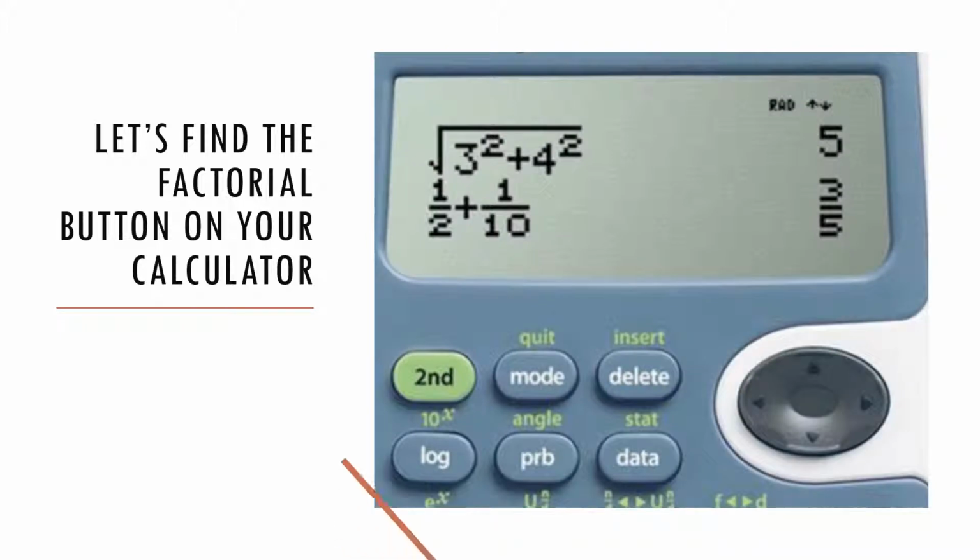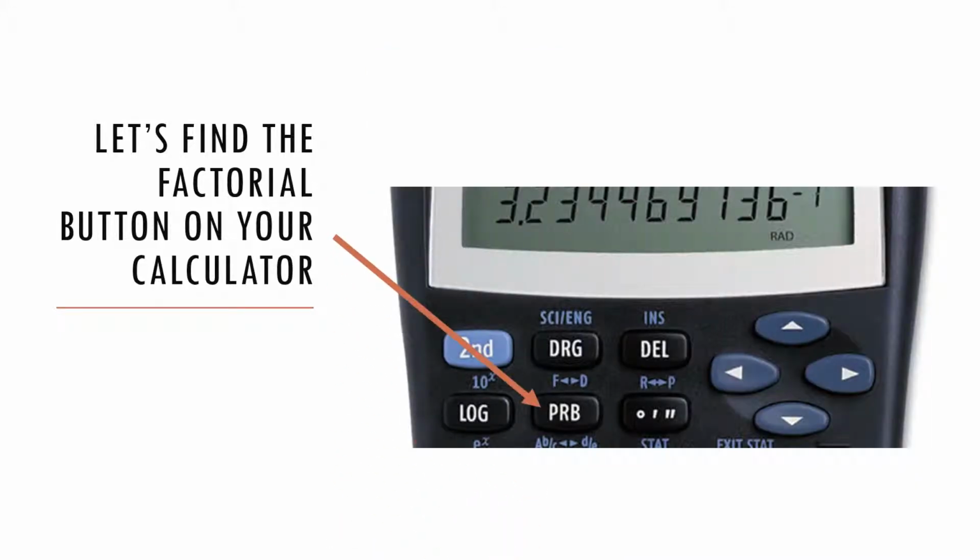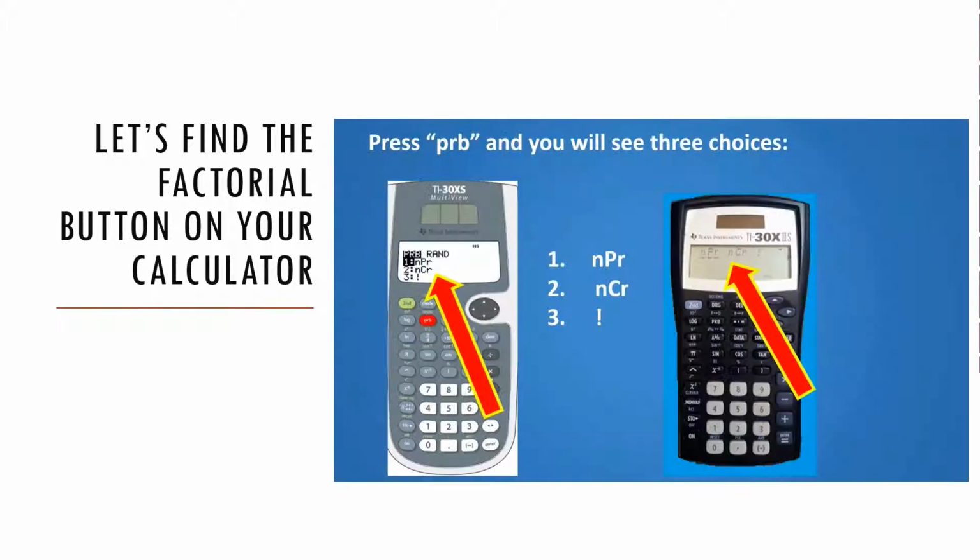All right, you're going to look for the button that says PRB. That means probability. All right, PRB. So it's right there if you have the TI-XS multi-view, and then it's right here if you have the TI-30X. All right, so you're going to press that button, PRB. And then you'll see 3 choices. So you'll see NPR, NCR, and then you'll see your little factorial.